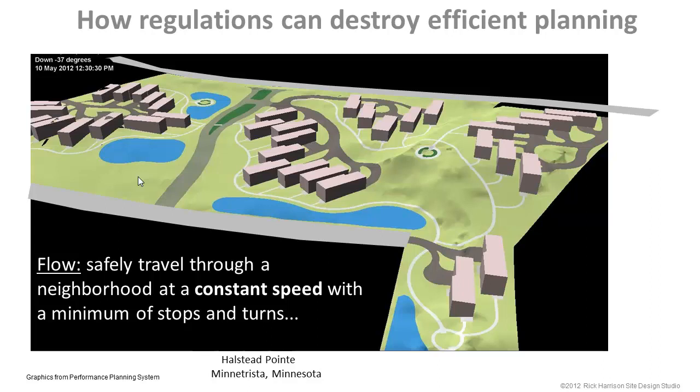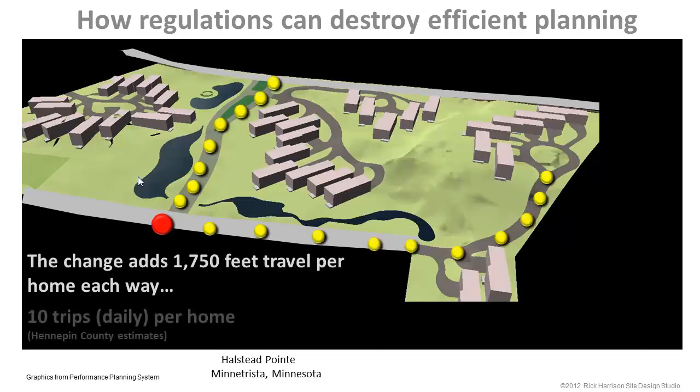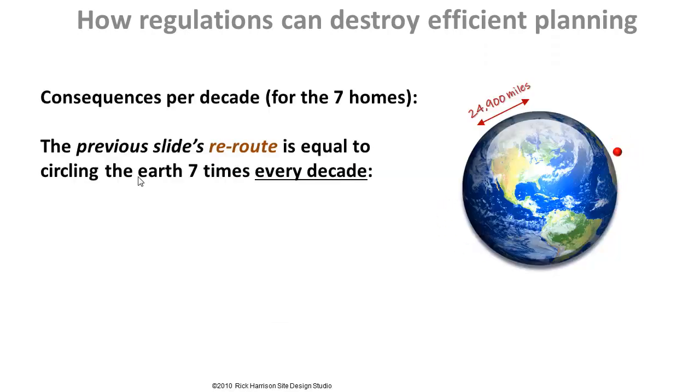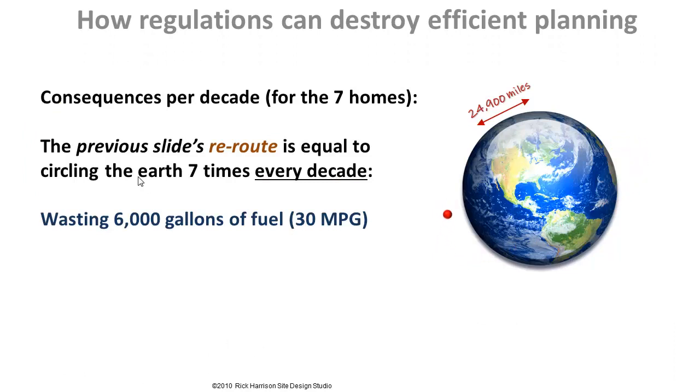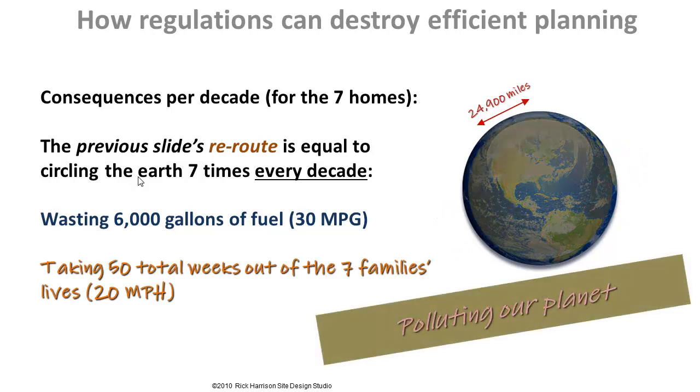For example, this small development, the county engineer said, you are not getting that intersection because it's too close. Well, they said, just bring the cul-de-sac into the site. When you measure that, there's 1,750 feet, there's 10 trips a day. That means we are circling the Earth every decade 7 times. Because of that tiny little change, we will burn an extra 6,000 gallons of gas. But more important, the people will take 50 weeks out of their lives driving through a residential neighborhood just to get to the same 35-mile-an-hour county road that we would have gotten to. Well, needless to say, when we showed this to the county engineer, we got our intersection where we wanted it.